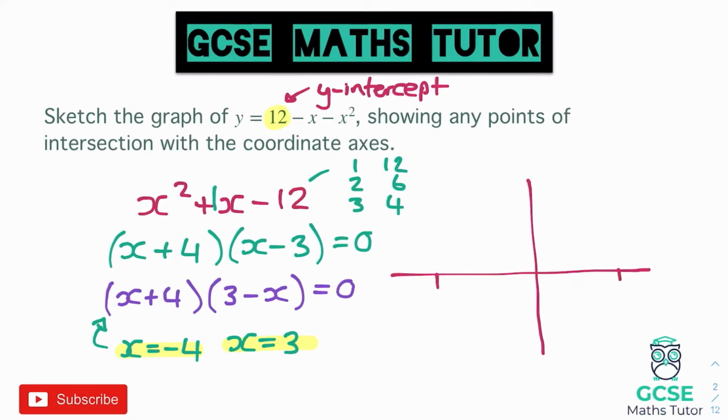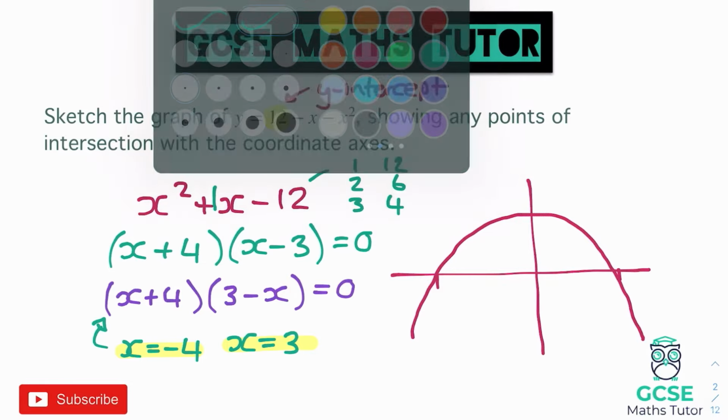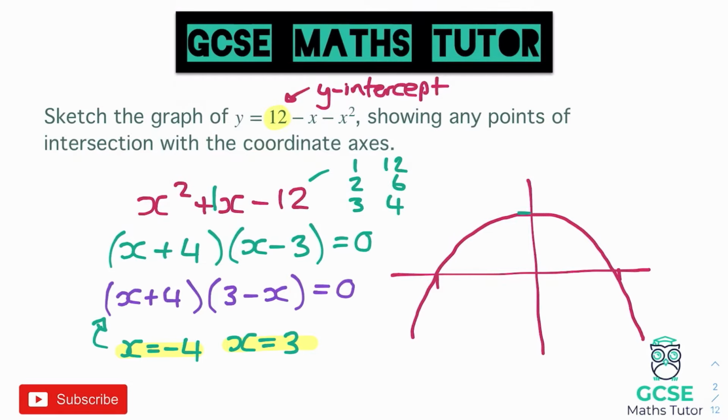Don't have to worry too much about the scale here. Obviously 12 would be a lot higher if we had the same scale on either one. But I need my negative quadratic to go up through the y-axis, back down. I just need to label all those points where it intersects the axes. So it goes through here on the y-axis at 12. It comes through minus 4 on the x-axis, and it goes through 3 on the positive part there. So there we go, that's how we would sketch a negative quadratic.